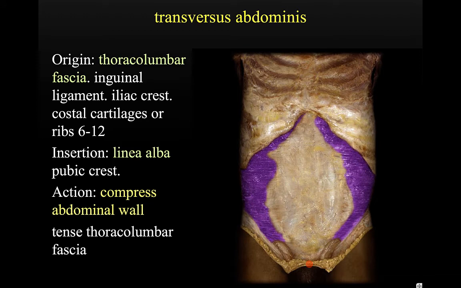The action of this isn't really going to be about flexing the vertebral column. It's not really going to be about rotating the trunk as it was for the obliques, but it's going to be about compressing the abdominal wall. This is the one which is most like the diaphragm, in that the left side is going to pull against the right side, and we're going to put tension on this area in here to flatten this out. So when you're doing something like sucking in your stomach, that's going to be this transversus abdominis.